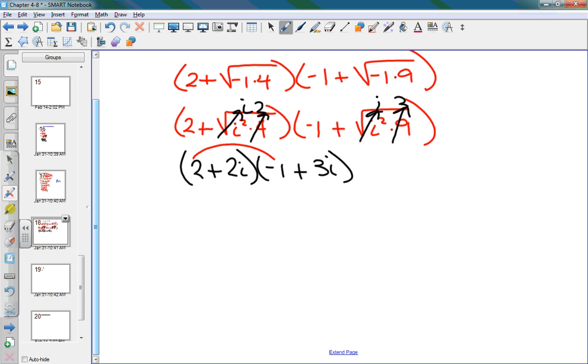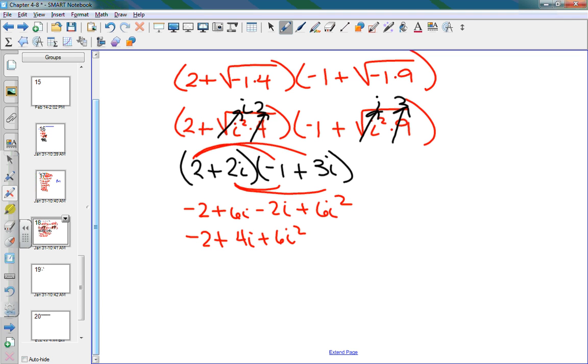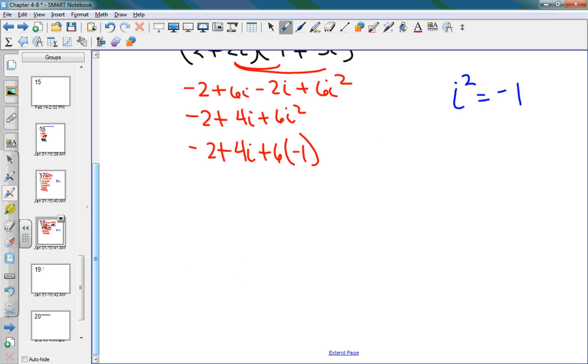So first is 2 times -1, which gives me -2, plus 6i, minus 2i, and then plus 6i squared. Combining like terms, that's going to give me 4i plus 6i squared. What's i squared, folks? -1. So that's -2 plus 4i plus 6 times -1. And that's going to give me -6, to give me a -8 plus 4i.